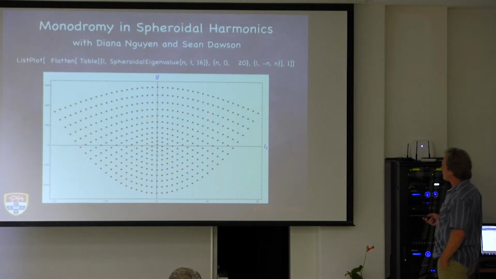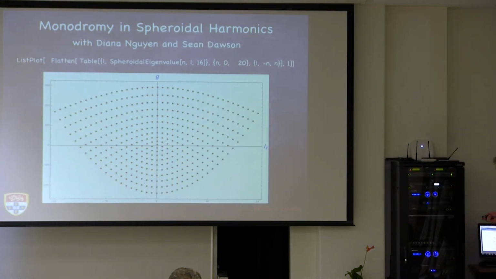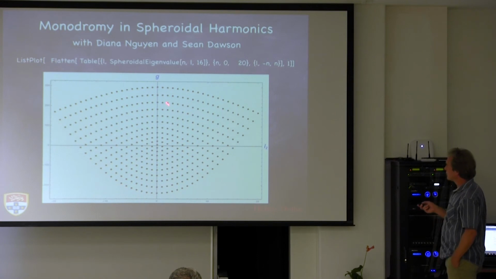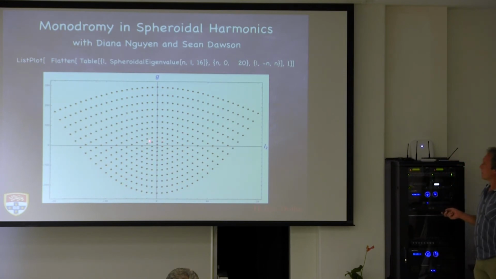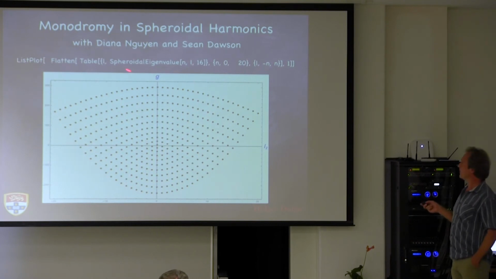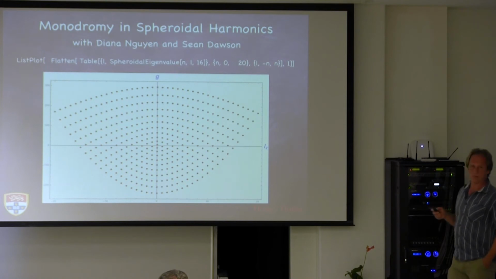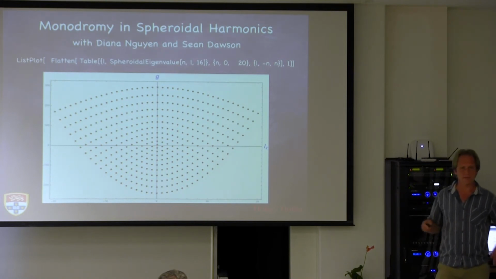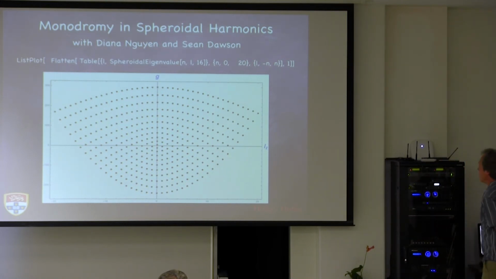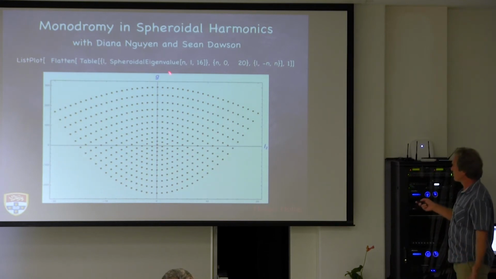Let me just show you. This picture is computed by a one-line command in Mathematica, right? Because Mathematica knows these eigenfunctions. Spheroidal eigenvalue is a function that computes the eigenvalues of these special functions, right? But of course, people have never looked at this joint spectrum or at global properties of the joint spectrum, right? But here you can do it now.